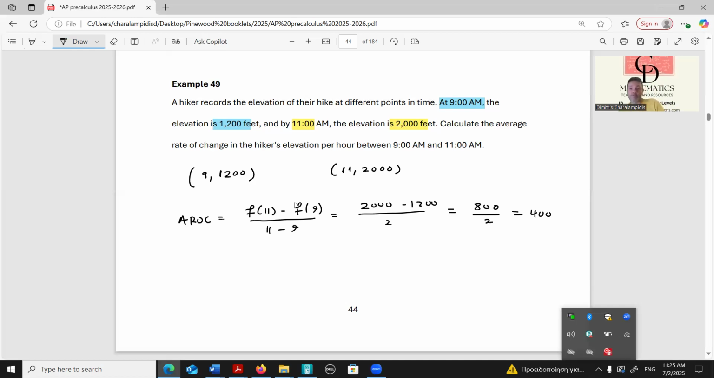Now, in terms of the given context, how would we interpret that average rate of change? We would say that on average, every single time the hours increase by 1, so every hour, the elevation increases by 400 feet. And that would be all.